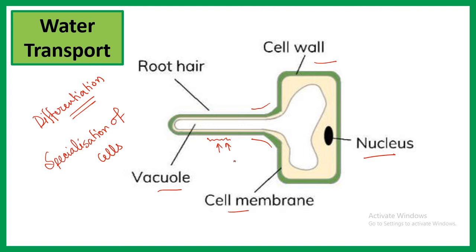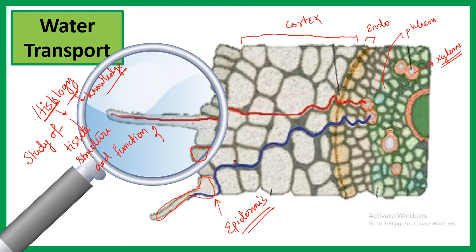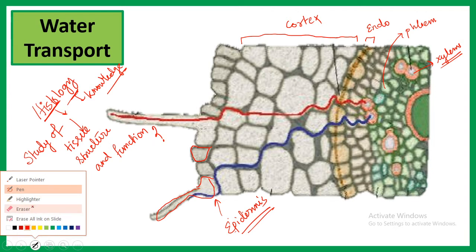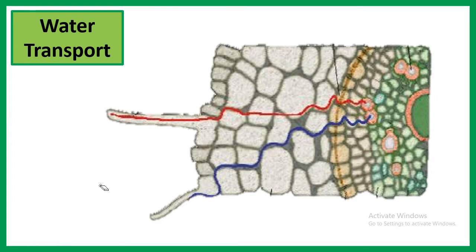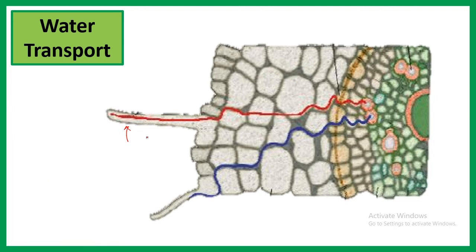So let's move on. Now we come to the absorption of water. Before that, let's go back to this structure. So in this structure, let's see how water is absorbed. Water is absorbed through the root hairs. Actually, over here the water will enter, right?